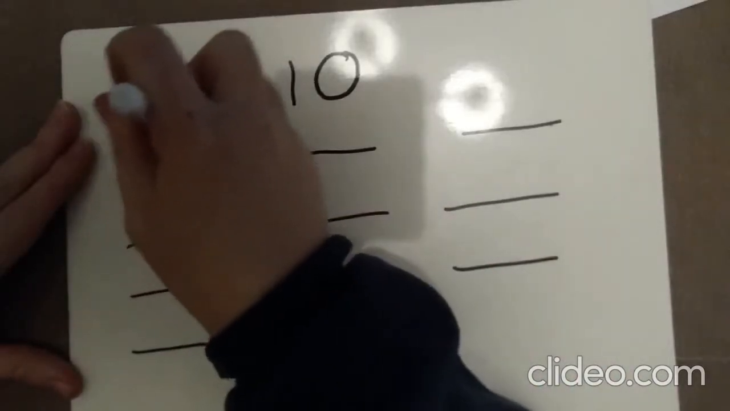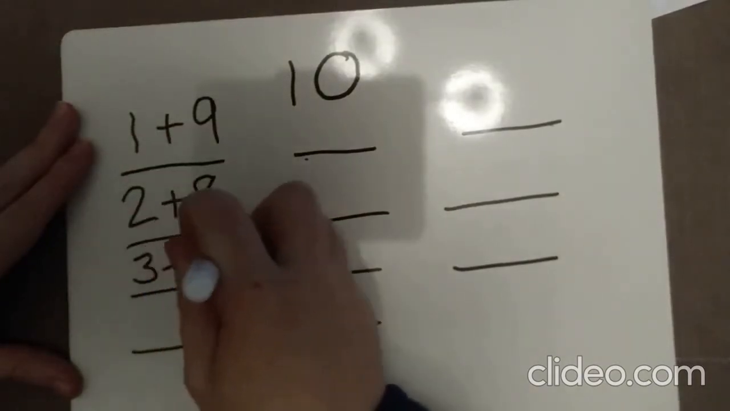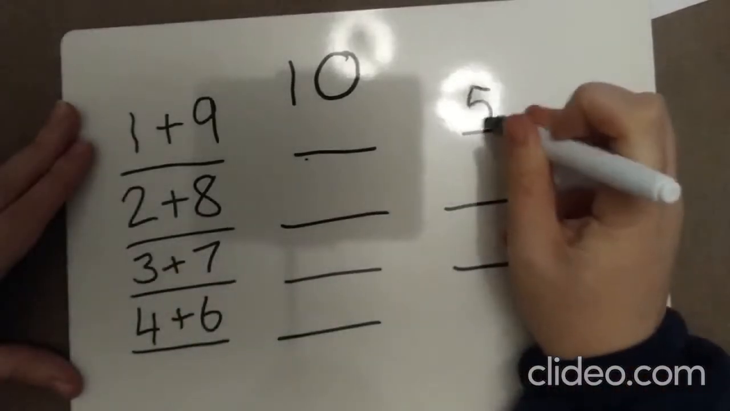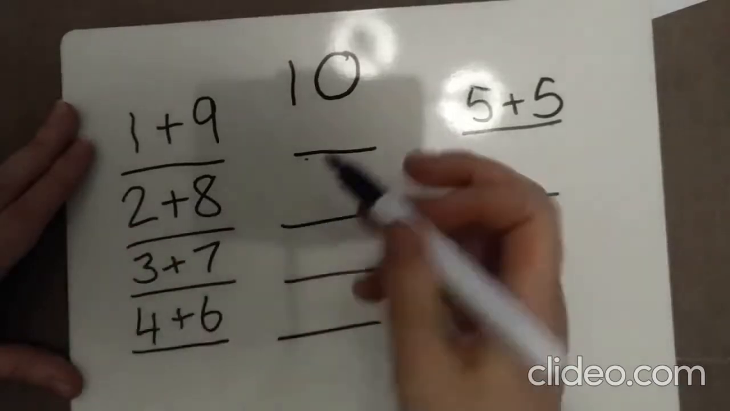So we can start with our ones in our song. So we've got 1 and 9, 2 and 8, 3 and 7, 4 and 6, and 5 and 5. Then we need to remember that we can do them both ways around. So we can switch this around.